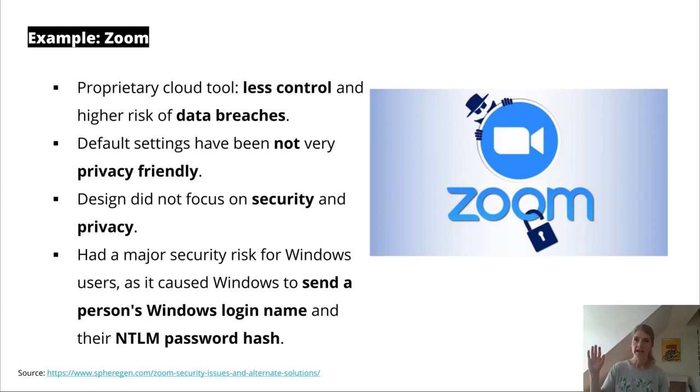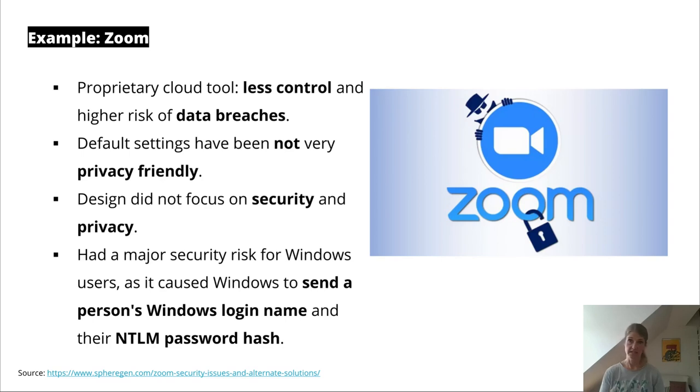Like raising hands, showing a lot of people on the same screen at the same time, having breakout rooms and things like that. That is basically what all the other video conferencing tools are now doing as well, but they are always a step behind Zoom. So they were really innovative, but their default settings have never been very privacy friendly. They are now trying to fix it.